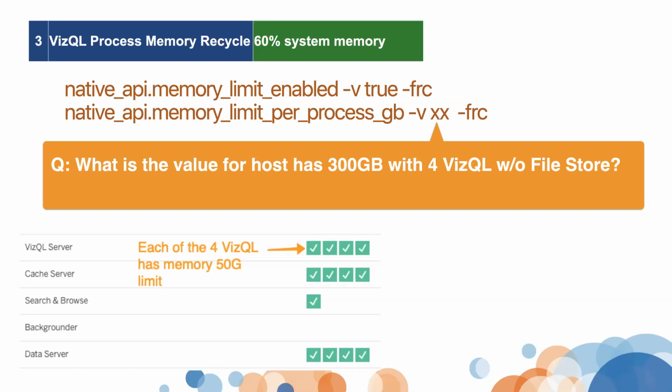Again, I recommend keeping it at 60% to recycle itself. 60% of 300 means almost 200 gig. But divided by 4, that'll be 50. So the value you should set is 50. Just the number 50 means 50 gig. Okay.